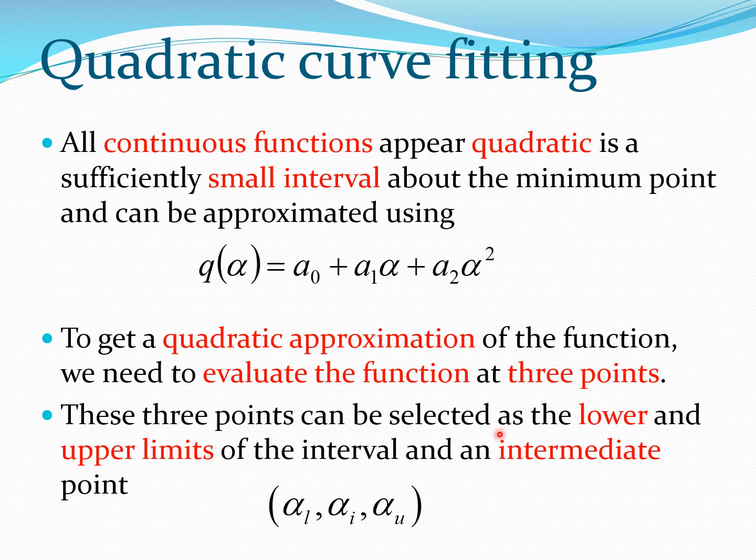Now these 3 points can be selected as the lower and higher limit of an interval which you have zoomed into using a method such as golden section search, and an intermediate point which could be between these 2 points or it could be a different point. So we will call these points alpha subscript L, alpha subscript U as the lower and higher bounds, and alpha subscript I as the intermediate point.